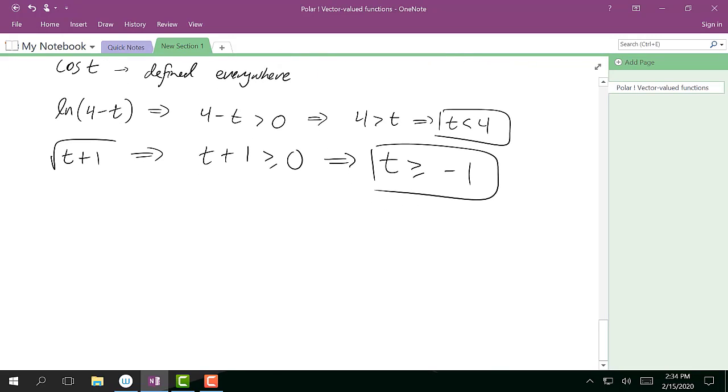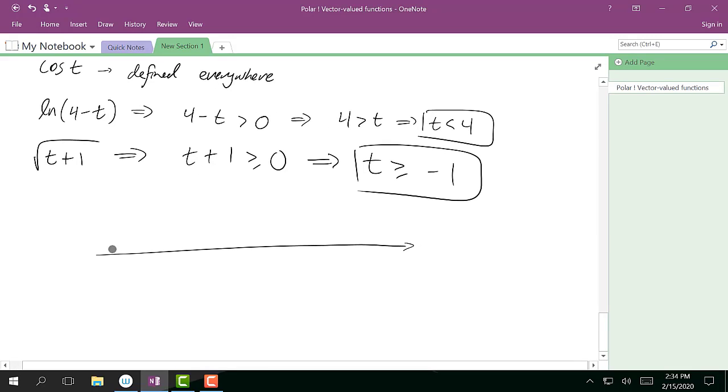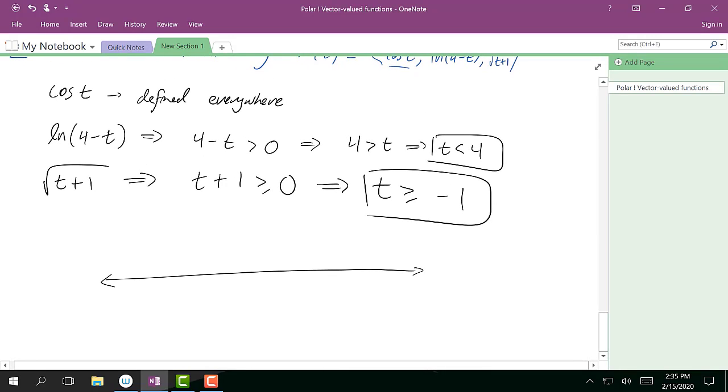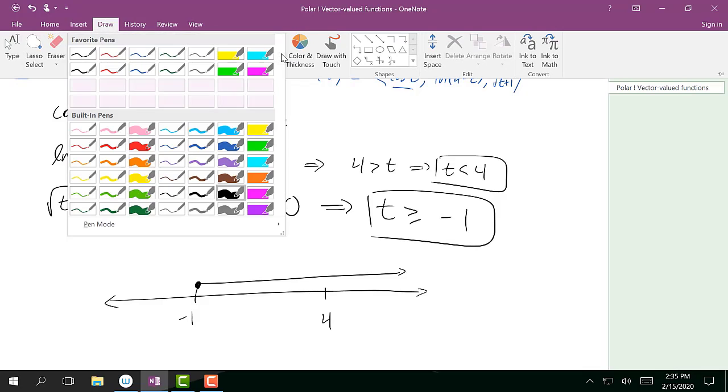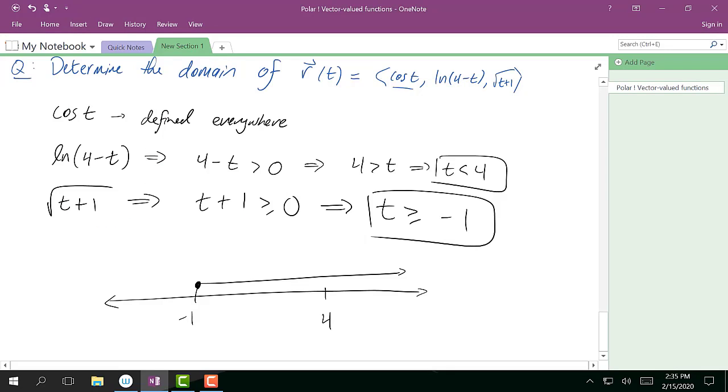Let's look at what we have. What I like to do is draw a number line. I have two conditions: t has to be less than 4 and greater than or equal to negative 1. For something simple like this you might not have to draw this, but I think it's good practice. Negative 1, 4. t has to be at least this, but t can be no greater than positive 4. The intersection is where we have both the black and the red, right here, including negative 1 but excluding 4.